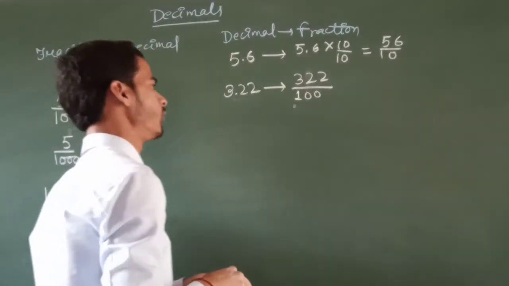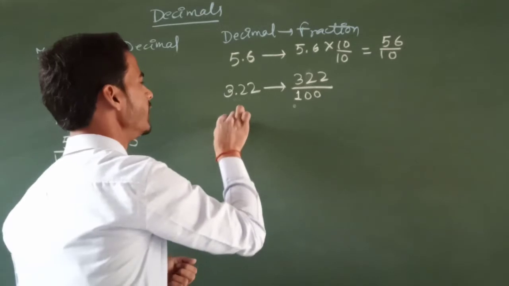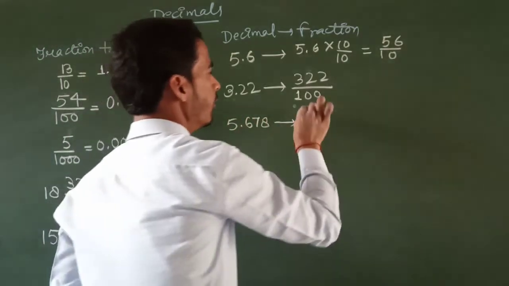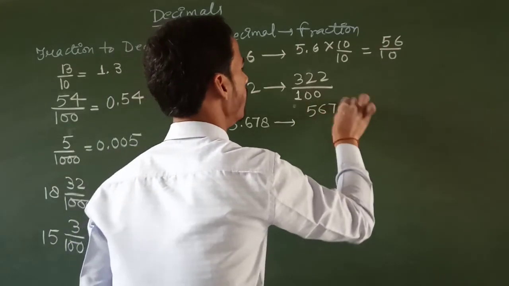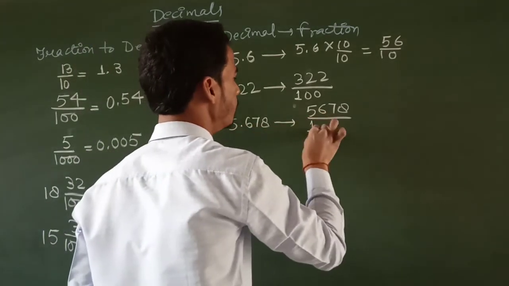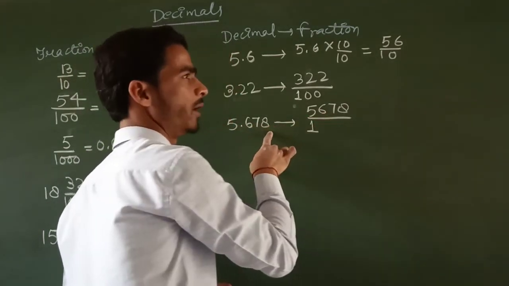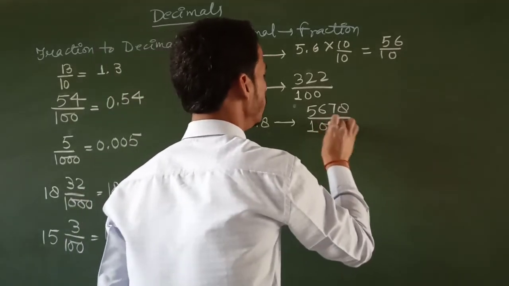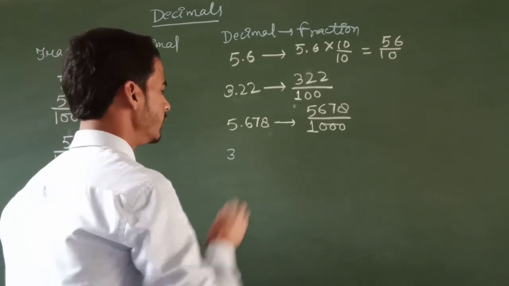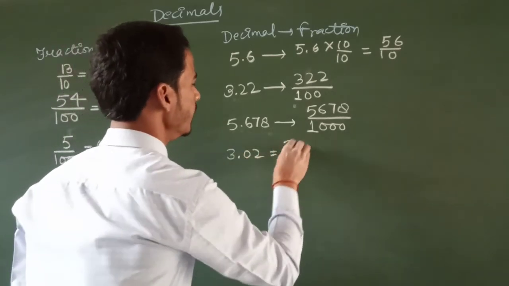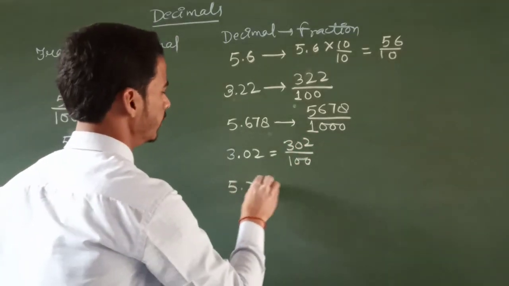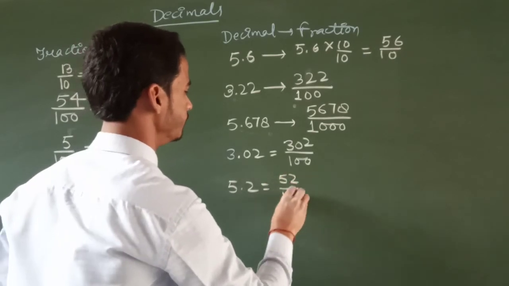Okay, and the next question from the trick, that will be 5.678. We can solve it by the trick: that will be 5678, and on the place of the decimal we put 1, and there are 3 digits after the decimal, so we have to put 3 zeros. Okay, and now 3.02 will be 302 upon 100, and 5.2 will be 52 upon 10.